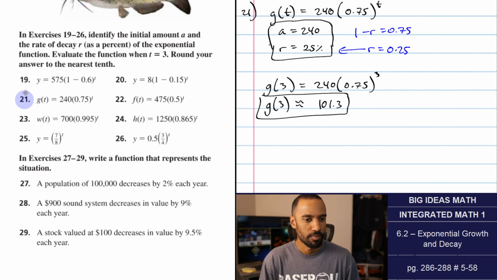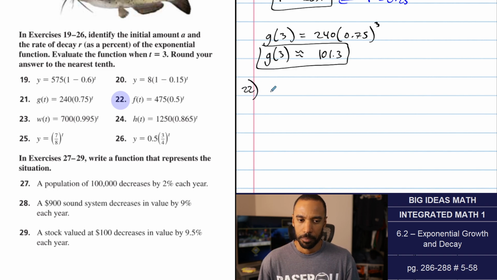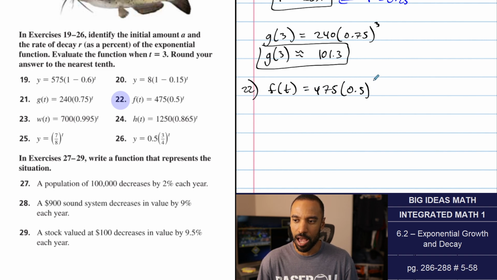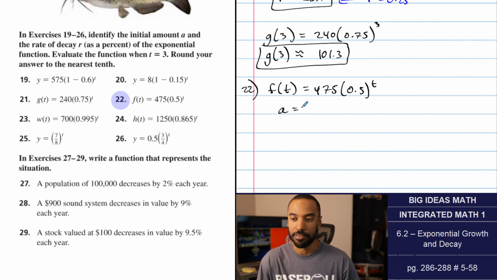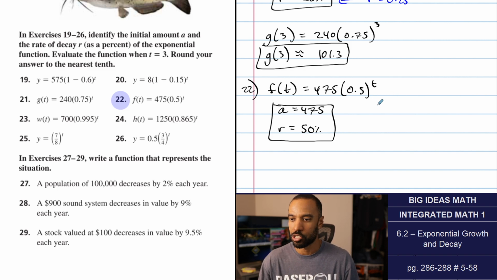Okay. F of t, number 22. 475 times 0.5 to the t power. You know, 0.5 as a decimal doesn't mean 5%, right? It means 50%. So if you take 50% of something, how much are you taking off of that something? 50% of is also 50% off. This is a 50% decrease as much as it is you take 50%. That's half of something, right? Dividing by 2. So if we do f of 3, in this case, we're going to take half of 475, then half of that number, then half of that number.